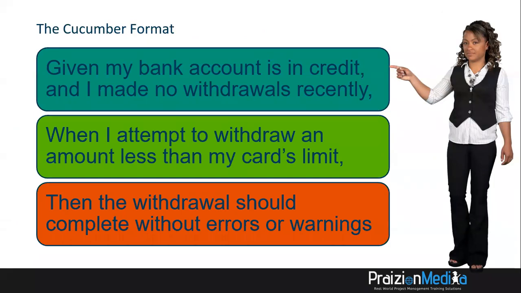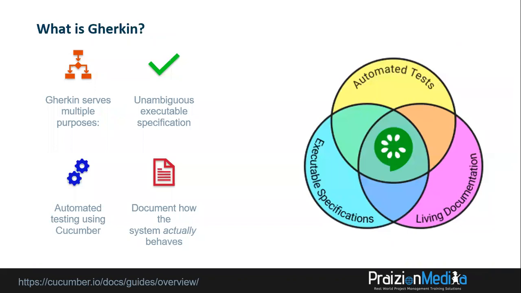You could flip that and say, given my bank account is not in credit, when I attempt to withdraw any amount, then the withdrawal should not complete with errors and warnings. You get the point. So it's just a given, when, then format. Now, to make things even more colorful, the Cucumber format is effected with a language, when we talk about English-like scripts, called the Gherkin format.